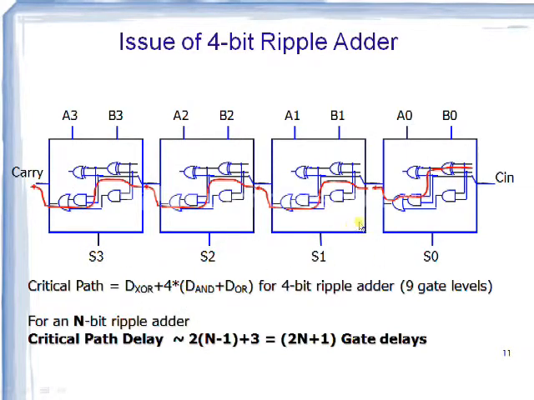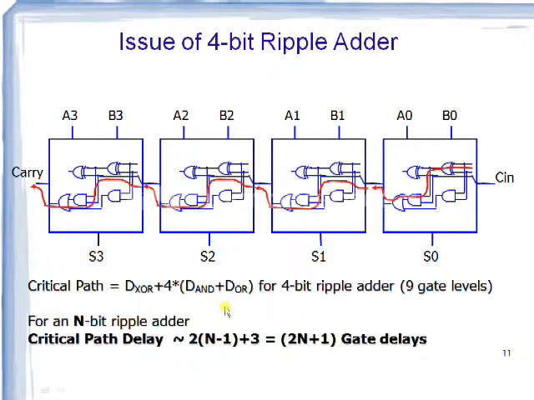Each and every stage has an AND gate as well as an OR gate. Therefore, 4 into the delay generated by the AND gate plus the delay generated by the OR gate for the ripple carry adder. This complete circuit would generate a delay equal to 9 gate levels. So if I'm going with an n-bit ripple adder, then the delay generated by the circuit would be 2n plus 1.